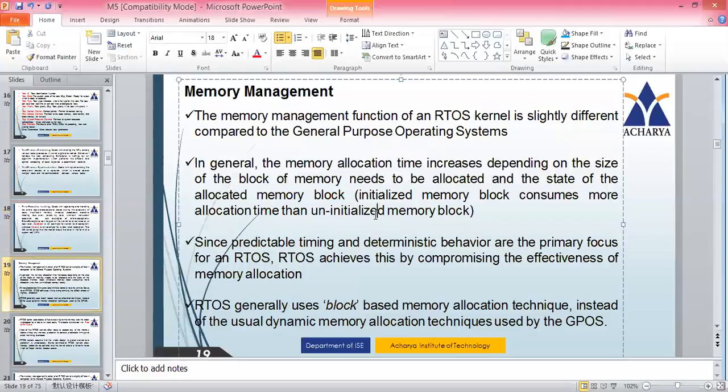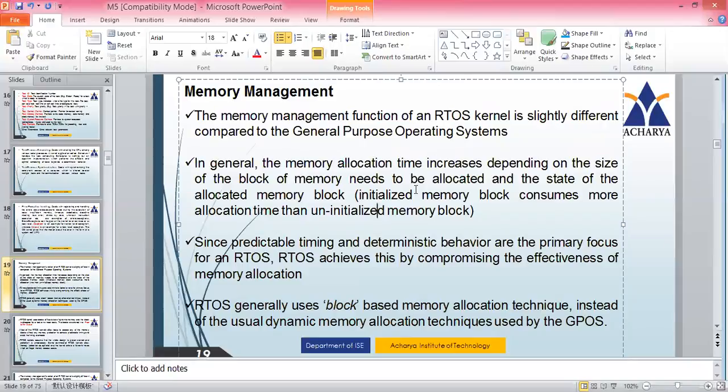Let's go to the next type. We are done with two. We are going for the next type, that is memory management. This is also a service offered by the kernel. Now, the memory management function of an RTOS kernel is slightly different compared to a general purpose operating system, as the structure itself is different.